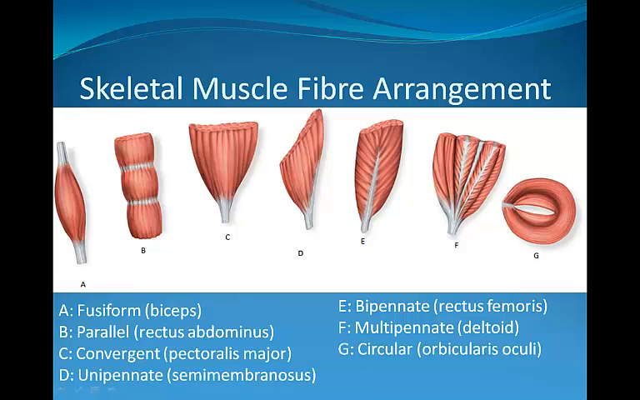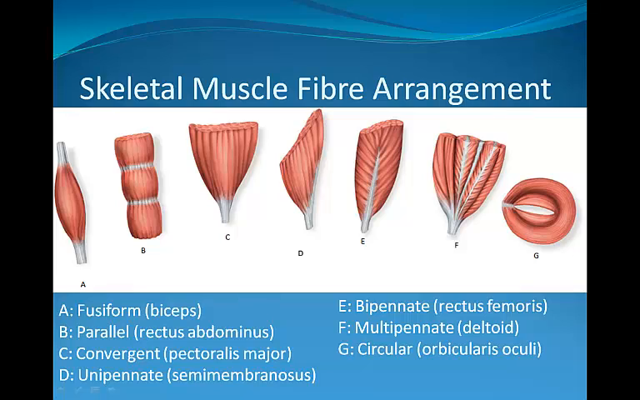C is a convergent type of muscle, and that means that all the muscle fibers will converge into one tendon, and that can be found in your pecs. So your pecs are spread out quite wide, but then they converge into one point up near your shoulders.